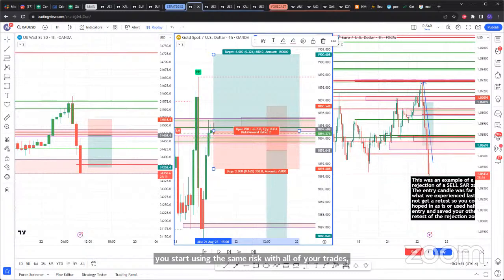Because nobody has a 100% win rate. If you use the same risk with all of your trades, it means you're using the same risk with your A plus setups as with your F setups. So you always want your A plus setups to have a higher risk, well, not higher risk per se. Don't think of over leveraging, but to have a better risk to reward.